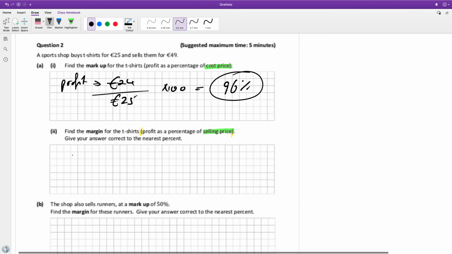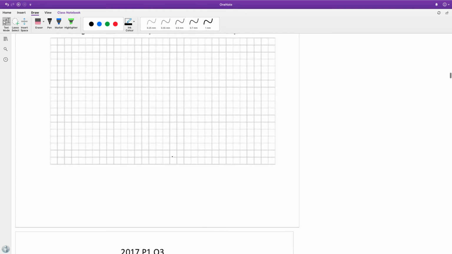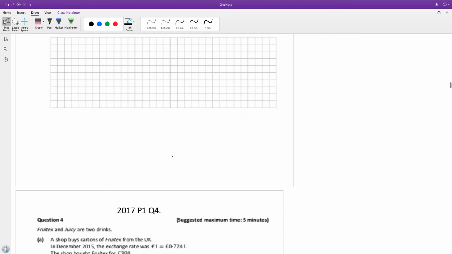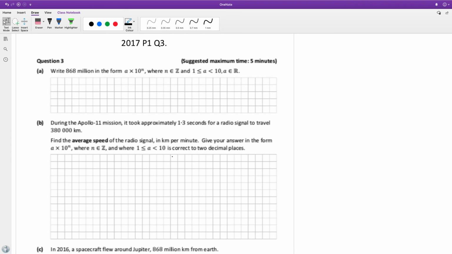So profit is 24 euro over the selling price, which was 40, multiplied by 100 is equal to 48.9%, which is 49%. Right. So 2017, paper 1, question 3.